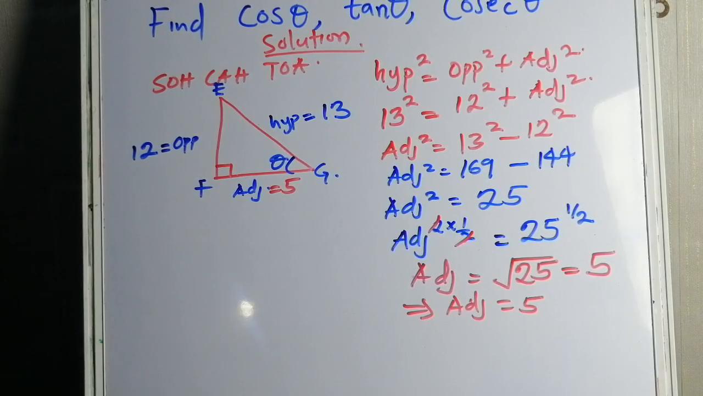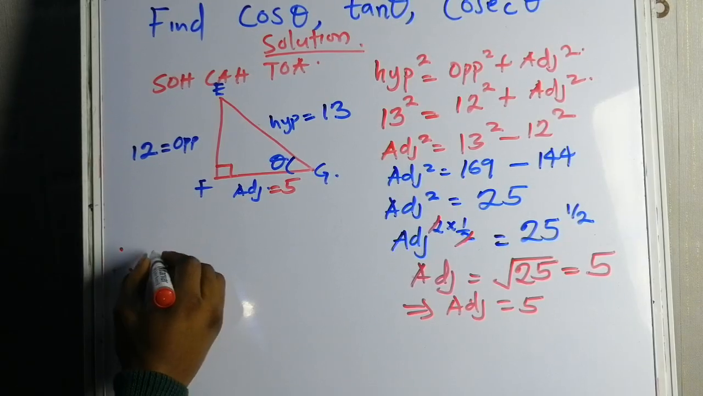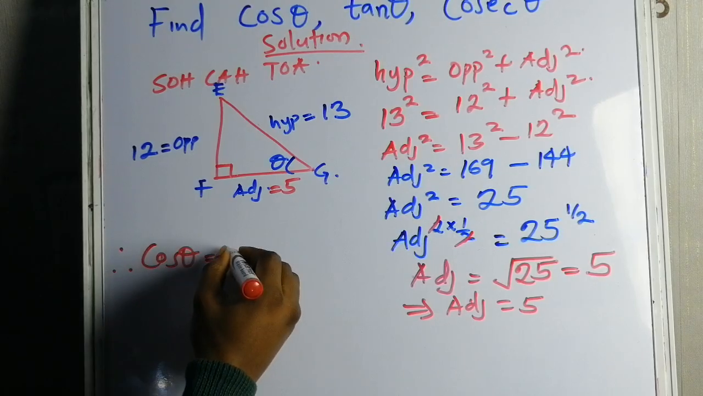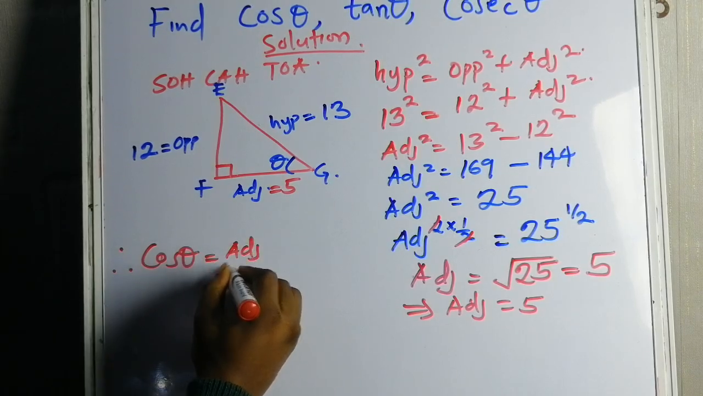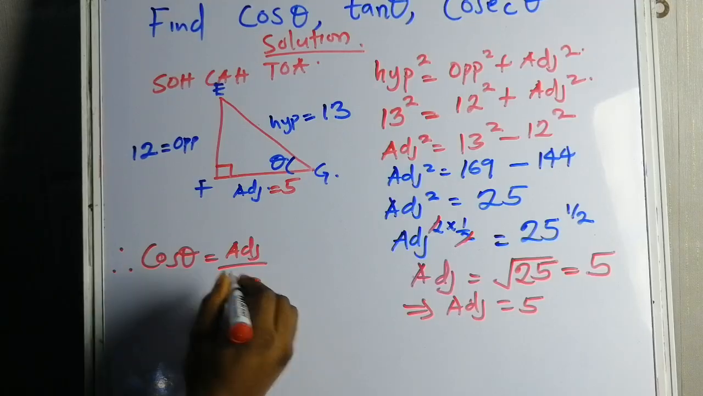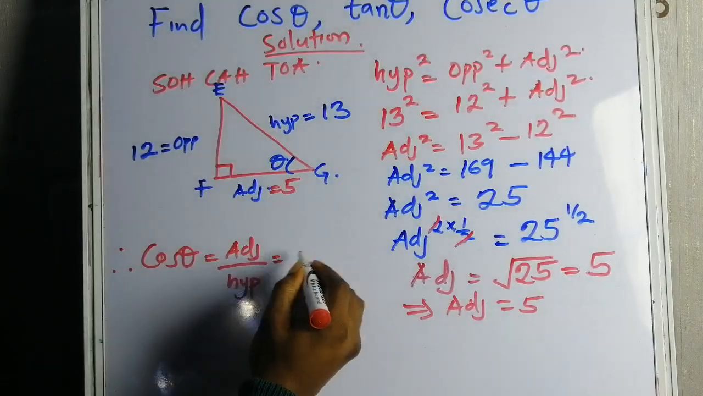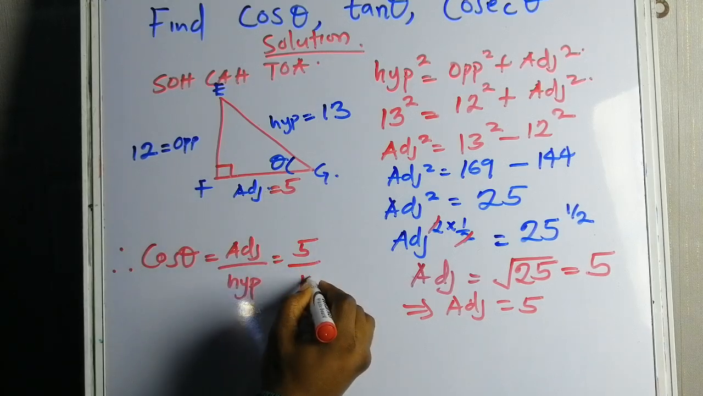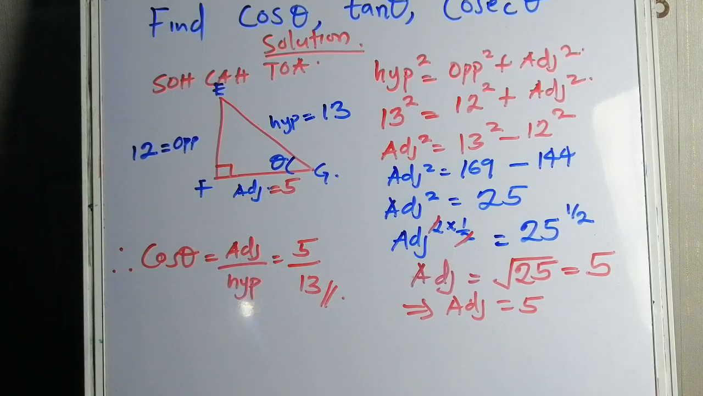Okay, so therefore cos theta will now be what? Adjacent over hypotenuse. What's your adjacent? 5. What's your hypotenuse? 13. That's the answer. Very simple. Cos theta is 5 over 13.